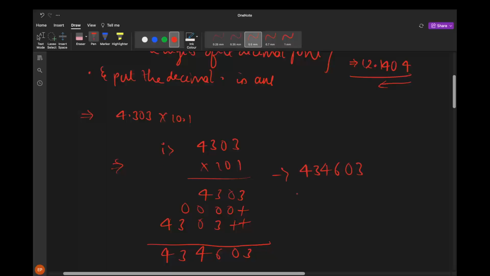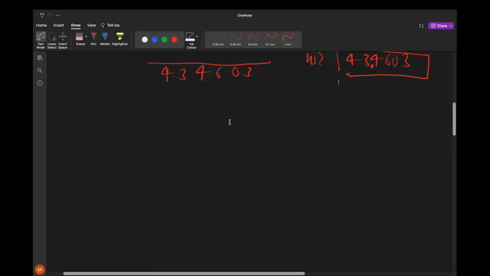Now second step. What is that? Number of digits after the decimal. 1 2 3 1. Total how many? 4. Third step, from the right side of the answer count those digits, 1 2 3 4, put the decimal point. This will be the answer. This is the multiplication of decimal numbers.